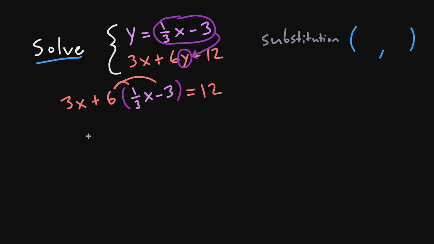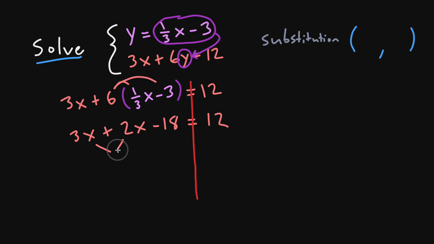I like to distribute first. 3x plus, let's see, 6 times 1/3 is just 2, so we have 2x here. 6 times negative 3 is minus 18, and it's equal to 12. I like to draw this line just to show the two sides of the equal sign. Because when you have 3x and 2x like this, you have to notice that these are on the same side of the equal sign, and so we are going to combine like terms. The 3x and the 2x combine to make 5x. This is 5x minus 18 equals 12.